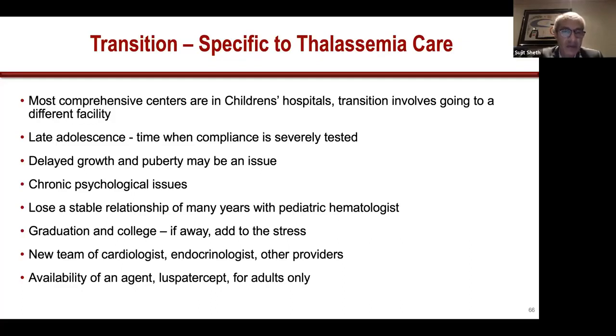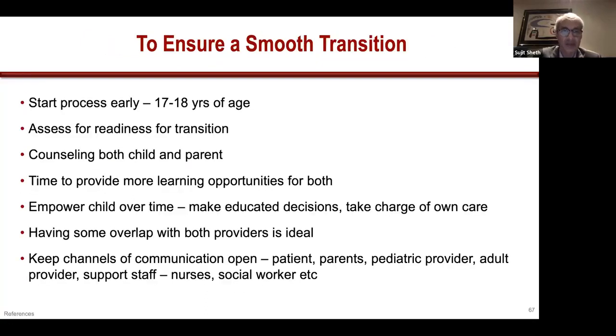They may have delayed growth in puberty, they may have chronic psychosocial issues, and then they risk losing a stable relationship of many years with a pediatric hematologist. They may go off to college. They have a new team of subspecialists as well. And then, this agent, luspatercept, is only available to adults over the age of 18. So if you're in that transition age, you may not have the ability to get it in pediatrics, but now it's a whole new world once you go to the adult side as well.